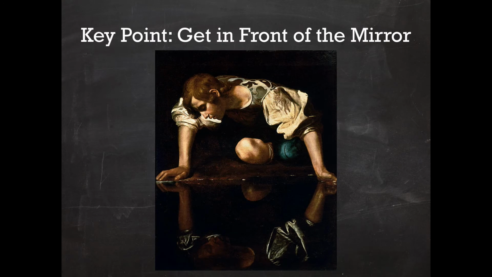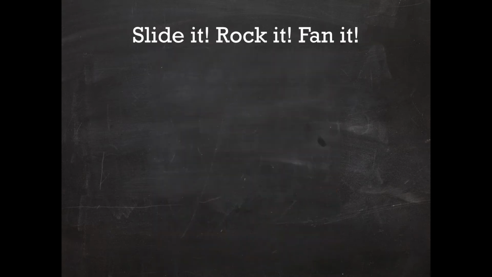Let's re-emphasize the point here that when we're obtaining a lung ultrasound image, our goal is to match the curvature of the lungs, or to reconceptualize it as getting in front of the mirror. So how do we actually do this? I like to break it down into 3 simple steps: slide it, rock it, fan it. So let's look at the anatomy to understand why we're using these moves.